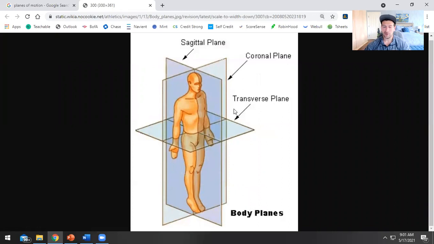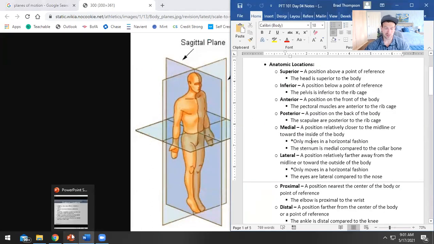If no frame of reference is given, basically everything above your pelvis would be considered naturally superior, and everything below it would be considered inferior. So again, superior is above, inferior is below.